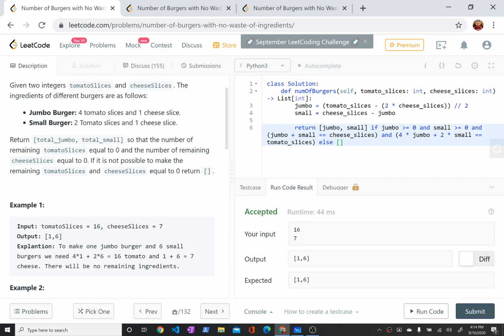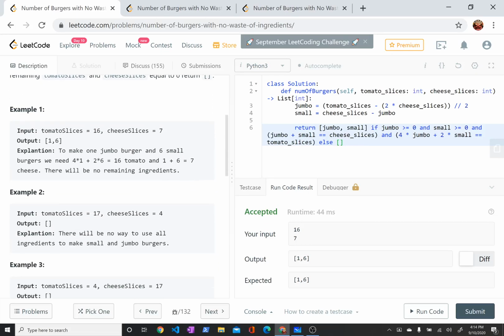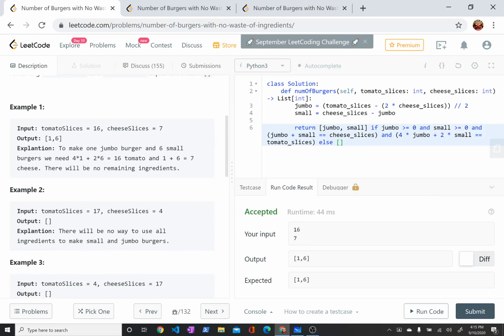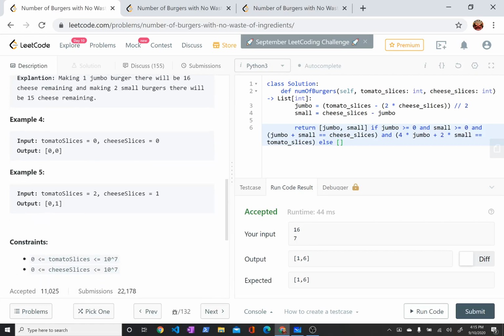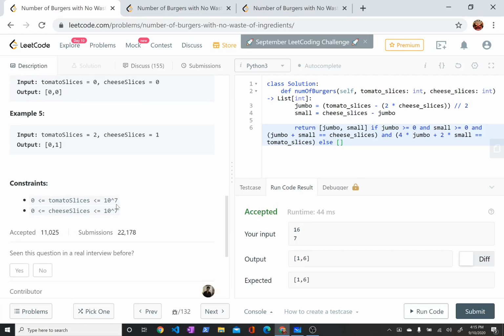A jumbo burger uses 4 tomato slices and 1 cheese. A small burger uses 2 tomato and 1 cheese. And there's one more condition, which is that if you can't use all of your ingredients, that is, if you're going to waste some, you should just output an empty list. So if you can use all of them, output a list containing number of jumbo, number of small. Otherwise, output an empty list. The constraints: you can have up to 10 to the 7th tomato slices.